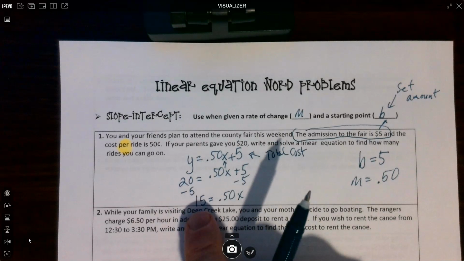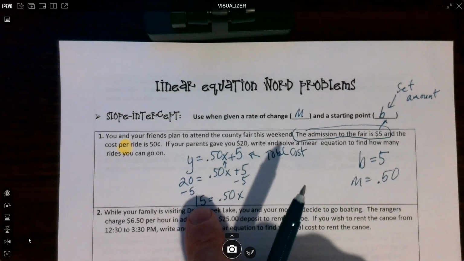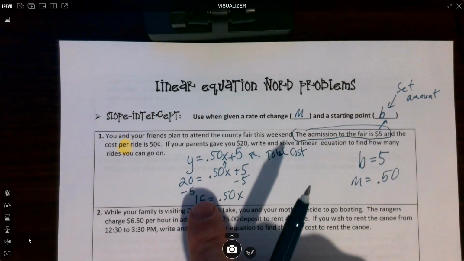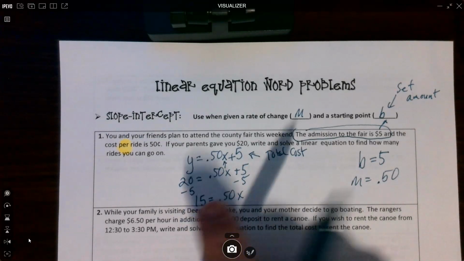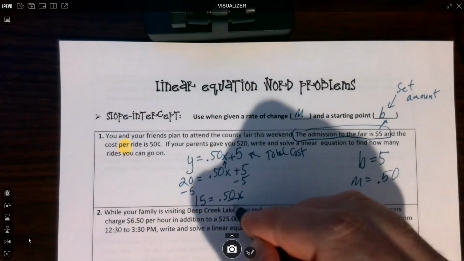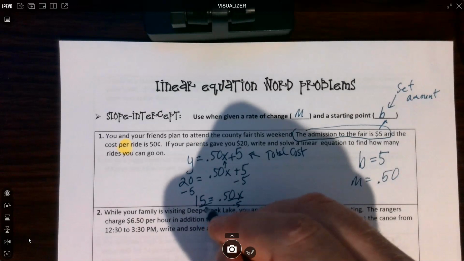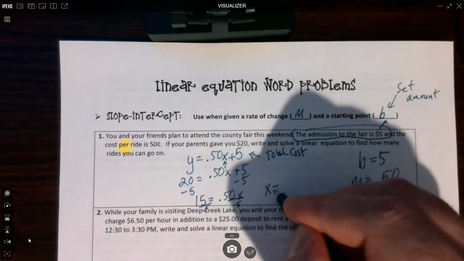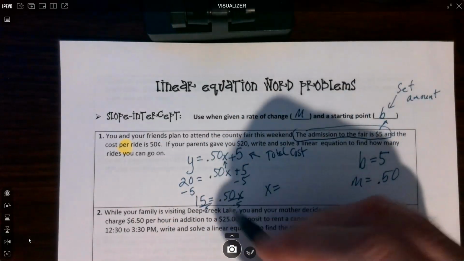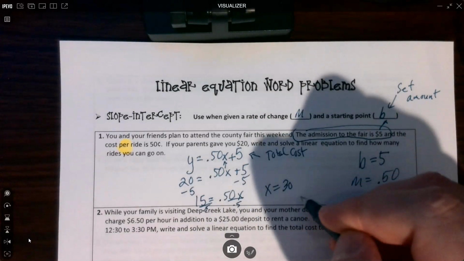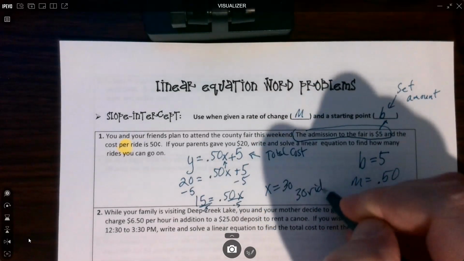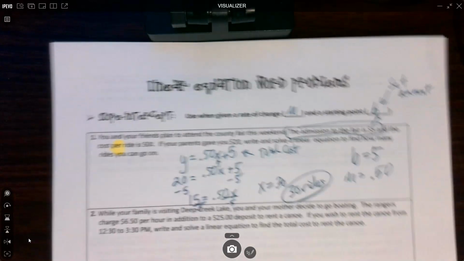So take that away, and that means you spent $15. You can spend up to $15 on a ride. So how many rides can you go on? Well, divide by 0.5. X is going to give you 30 rides. So 30 rides is what you'll be able to go on.